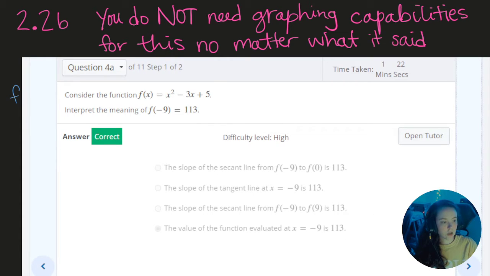Okay, so it says to consider this function, and it gives you the function. And then it says to interpret the meaning of f of -9.